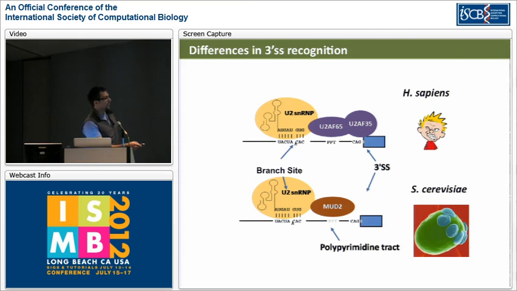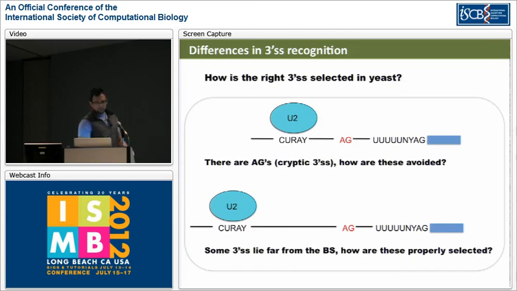Intron, the 3' end. So in the 3' splice site, in general, this is recognized by a dimer, the U2AF dimer, that recognizes together the AG at the end of the intron and a polypyrimidine tract. So it happens that in yeast, this is missing. So even though the branch site is recognized, this factor is missing. So the question comes, how is this correct AG selected in yeast? So that's the topic of my talk.